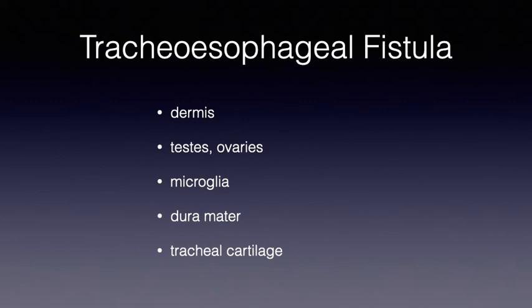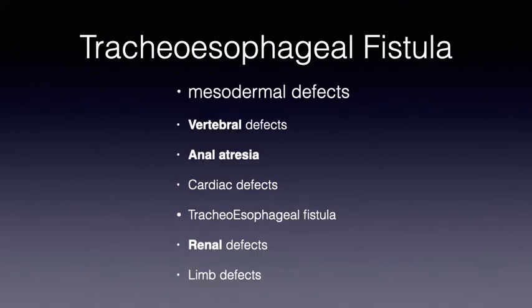Do you remember what the L is for? It's limb defects. How about the C? That's cardiac defects. R is for renal defects, and V is for vertebral defects. Finally, A is for anal atresia or imperforate anus.